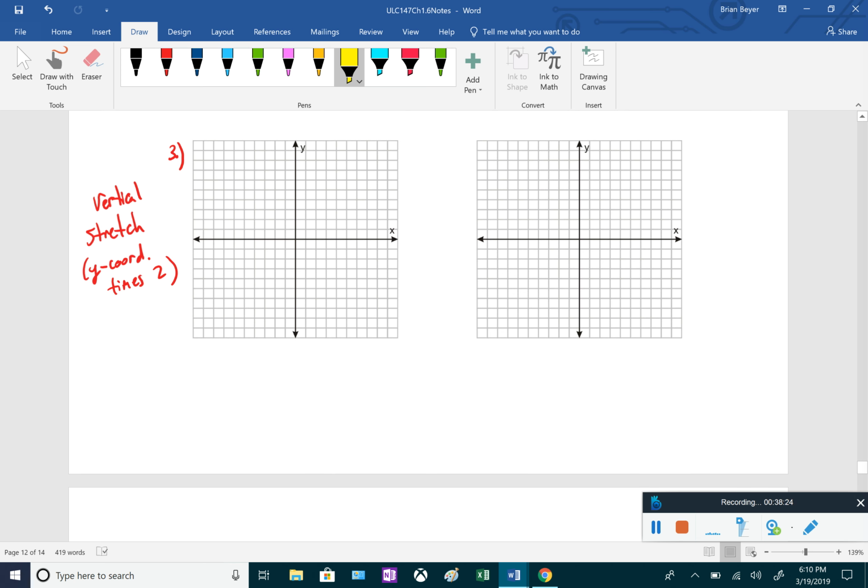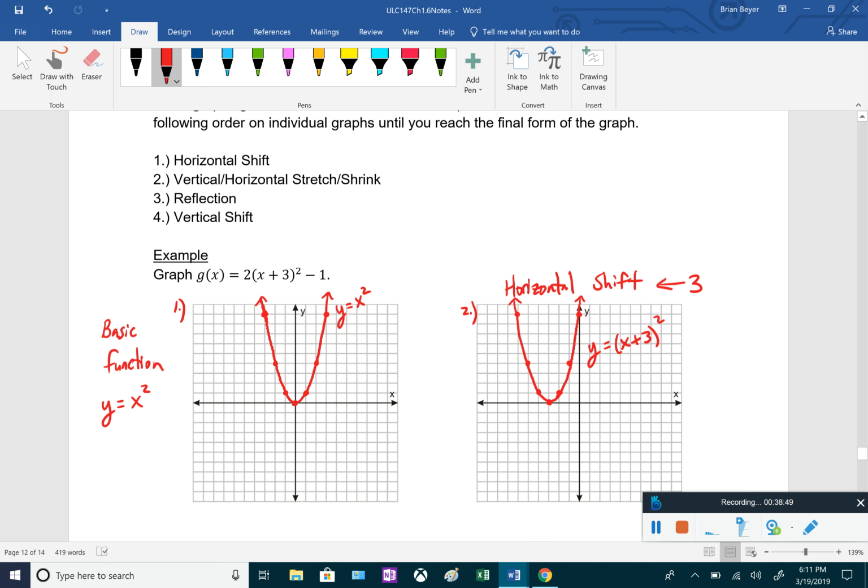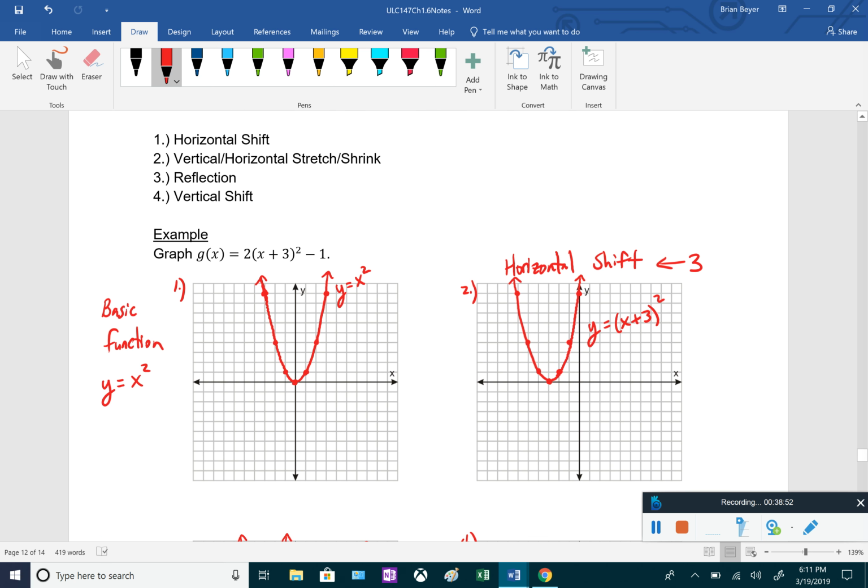Can't really fit it all on the same screen. So it's going to end up something like this. So those y coordinates got multiplied by 2, and we ended up with this. And then lastly, for the last graph, let's go back up here to the steps. We check for a reflection next, but there is no reflection here. There's no negative out front or negative multiplying the x, so we skip that.